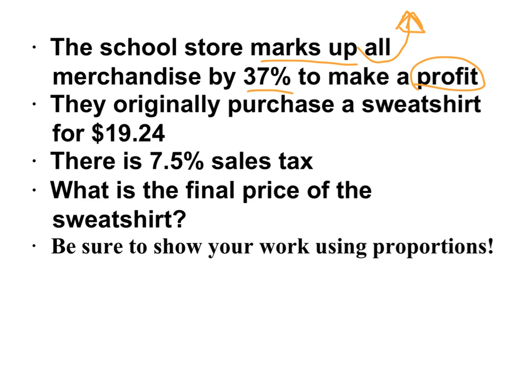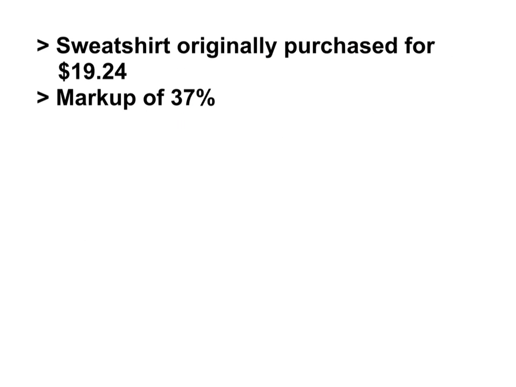They originally purchased a sweatshirt for $19.24, so we know we're going to be finding the 37% of that. And then there's 7.5% sales tax. And of course, we're looking for the final price. So the very first thing we're going to do, we have to make a proportion.